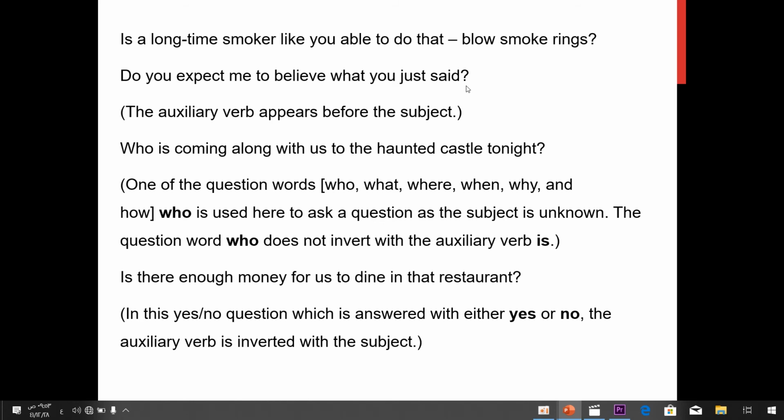Do you expect me to believe what you just said? Question. So the auxiliary verb appears before the subject, as you see. Who's coming along with us to the haunted castle tonight? One of the question words, who, what, where, when, why, and how, is used here to ask a question, as the subject is unknown. The question word who doesn't invert with the auxiliary verb.